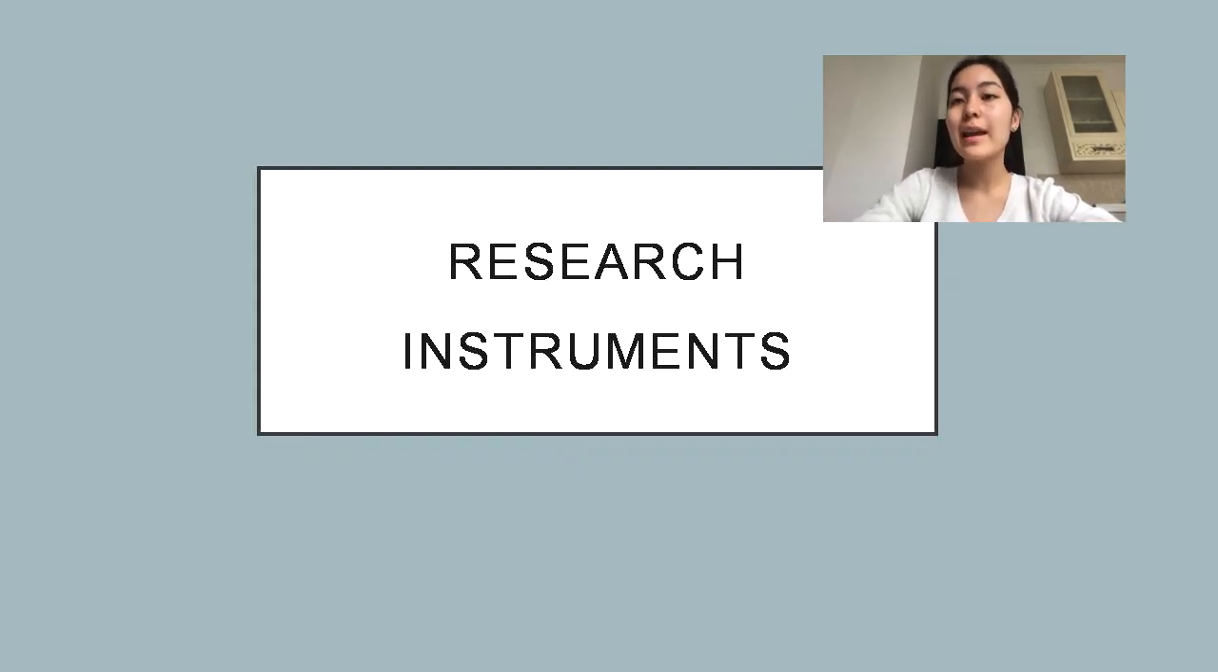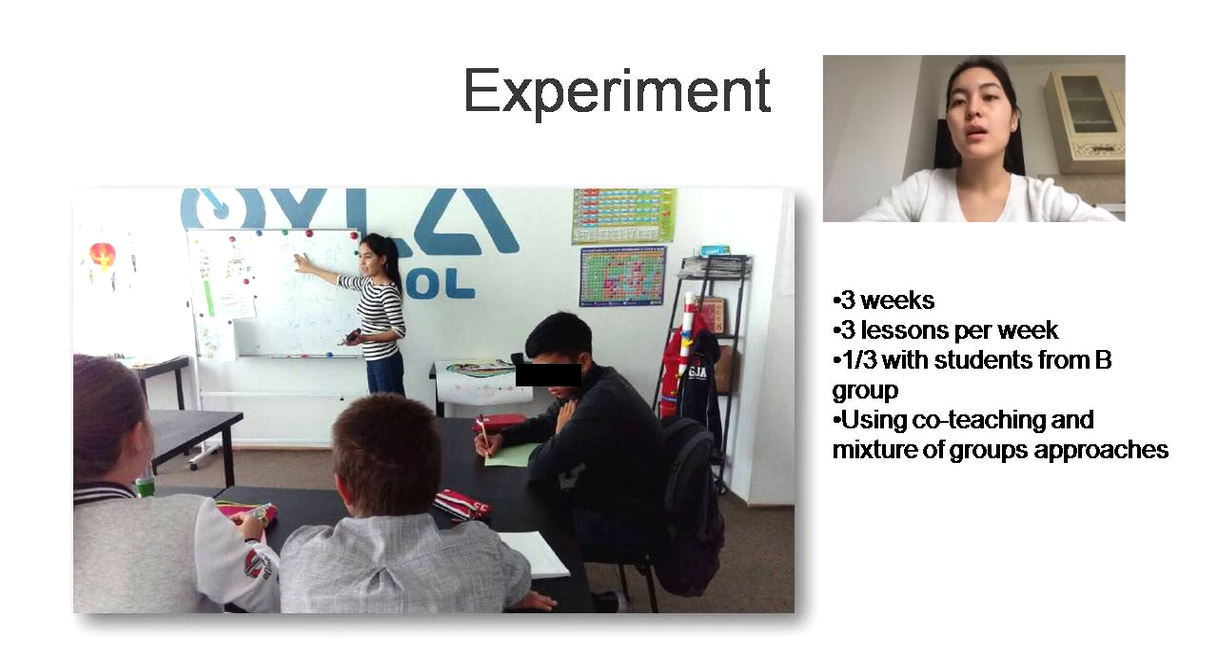The first is experiment. Experiment includes 3 weeks teaching English session. There are 3 lessons per week in the program of 5th, 6th and 7th grades, and in these 9 lessons we will implement co-teaching, and 1 lesson a week will be conducted as a mixture of groups, so the participants from group A and participants from group B will work together, and the main purpose of this is to make children more sociable.